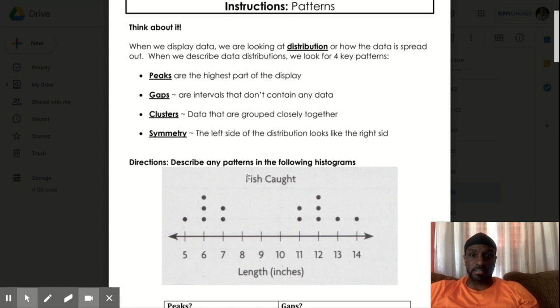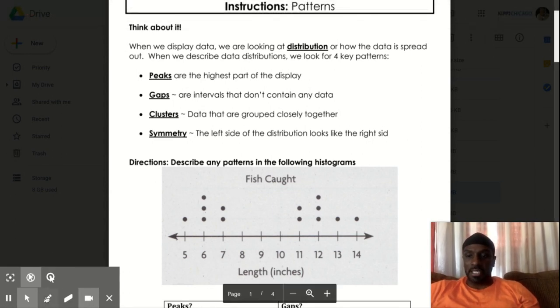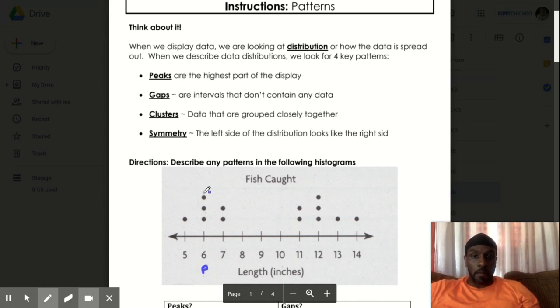So let's look at this. It says describe any patterns in the following data and histogram. So looking at this data, first of all, where are my peaks? I would say my peaks are right here. I have a peak at 6. I have more fish caught that were 6 inches right here at 6. And I have a peak also here. Here's another peak at 12.